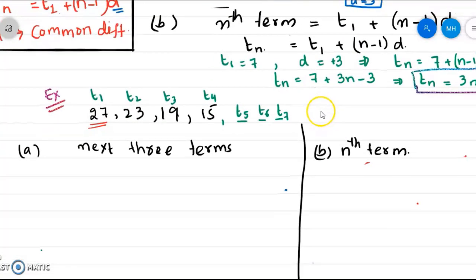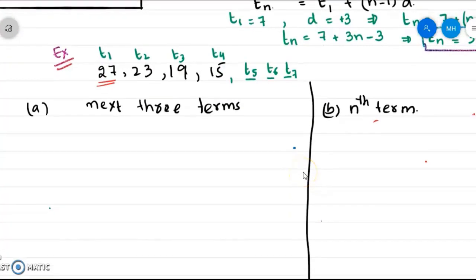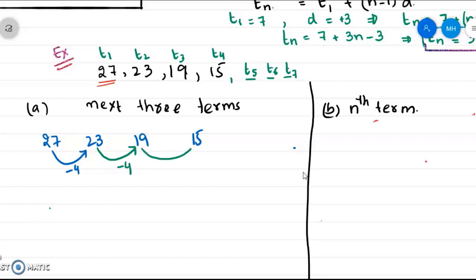Now again rewrite this sequence. So we have 27, 23, 19, 15. Now just look at the pattern. 27 minus 4 will get you the next term. 23 minus 4 will give you the next term. 19 minus 4 will give you the next term. So here the rule for this sequence is minus 4.